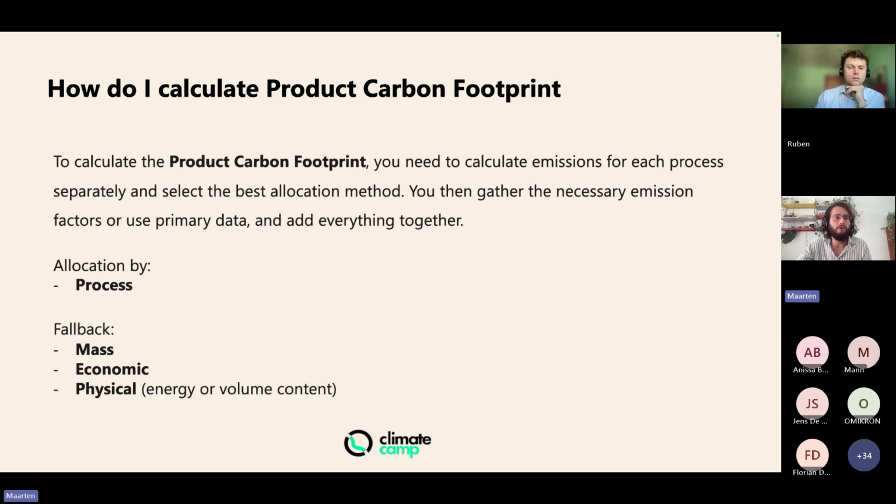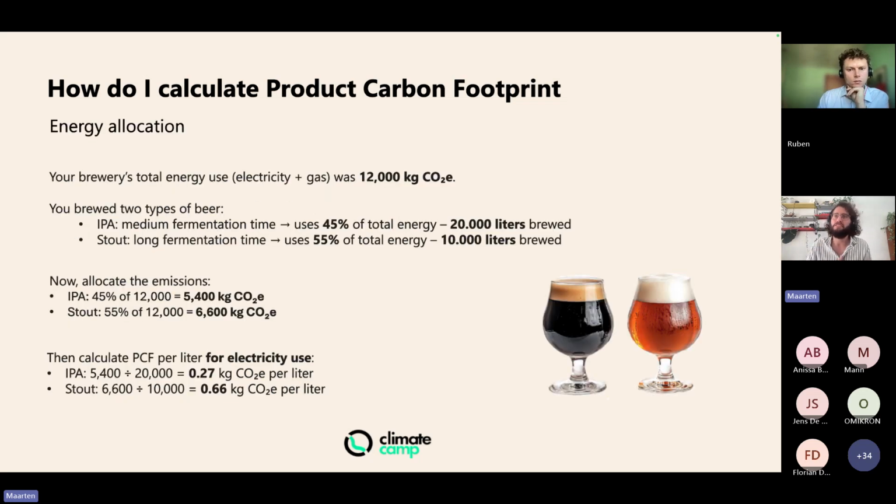I'll create two examples so this becomes more clear, because it's a lot of theory. It's a lot easier to understand with a specific example. So let's say we have the energy allocation for brewing of the beer. We know our brewery's total energy use for the brewing process was 12,000 kilograms of CO2 equivalent. Now we create two beers, an IPA and a stout. The stout has a much longer fermentation time, so it uses much more energy. The IPA uses 45%, the stout uses 55%. Then I also added the amount of liters they brewed during this process.